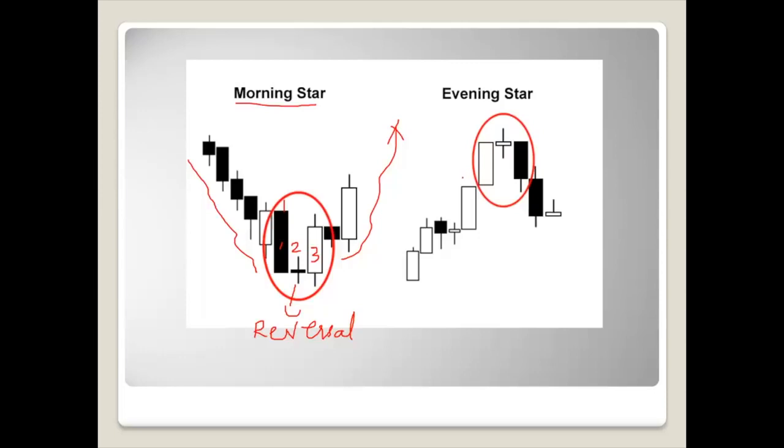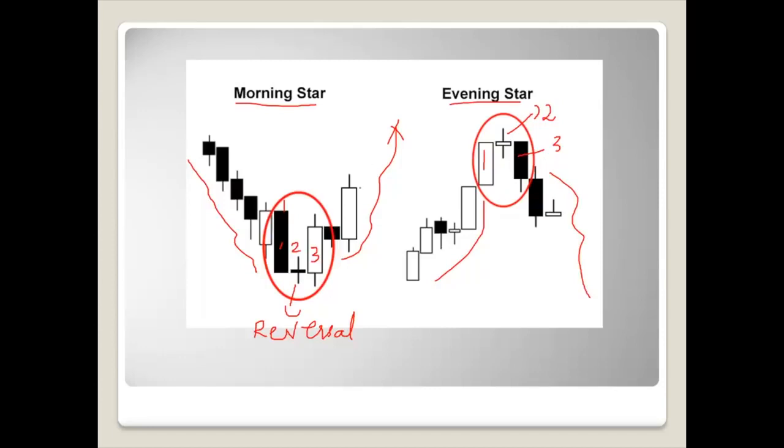And the same way for an evening star, it's a bearish move. This is your first candle, and then we have a reversal candle, the second one, followed by a third candle which is a bearish candle. Then this setup is considered as a bearish setup, and it's called an evening star. It represents the sun is going to set, so the market has to go down. Again, this is how Japanese people name their candlestick patterns.